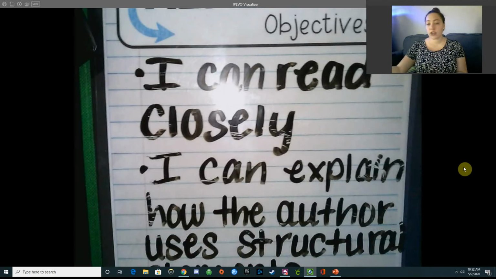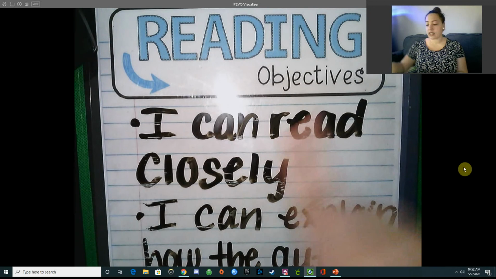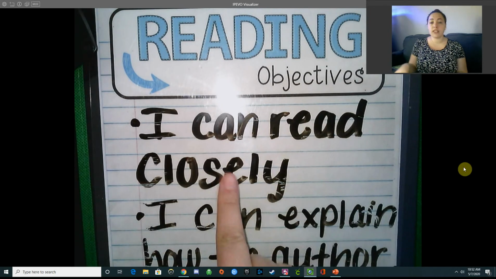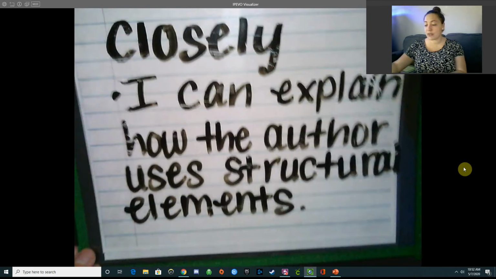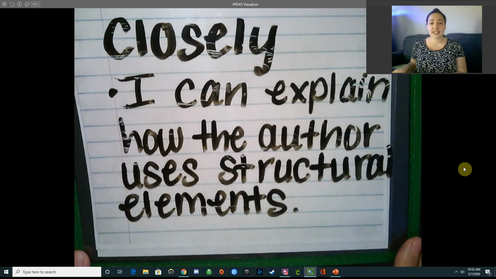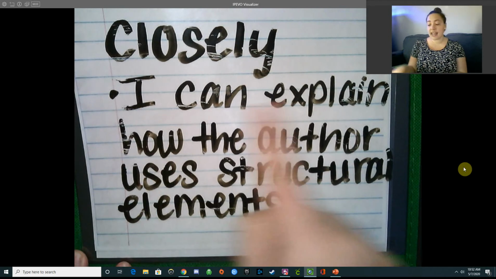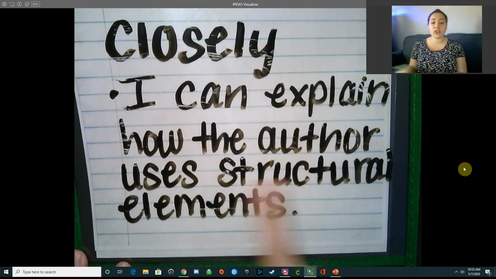So I'm going to first go over our reading objectives for today. Our first reading objective for the day is that I can read closely. We have been doing this since the beginning of the school year, so that should be a familiar one. And our second objective for the day is that I can explain how the author uses structural elements. And we'll talk about that one in just a few.